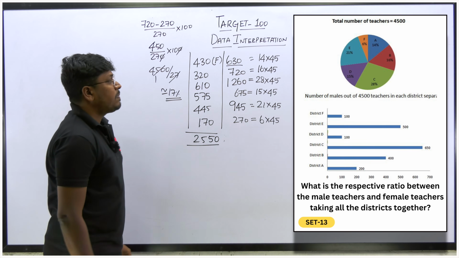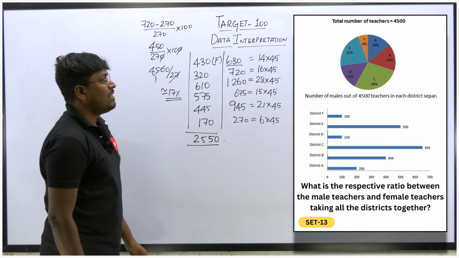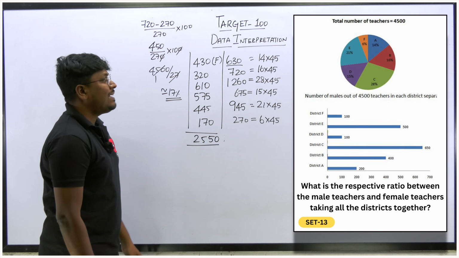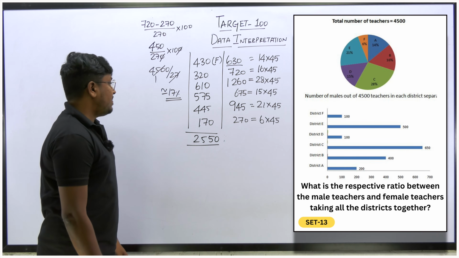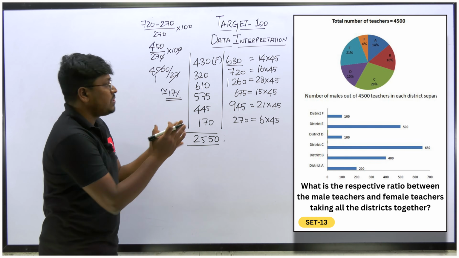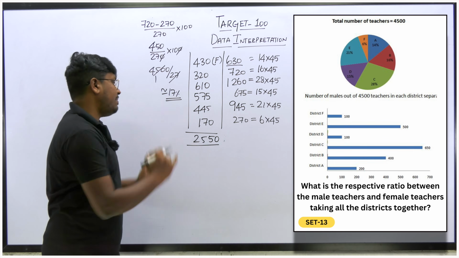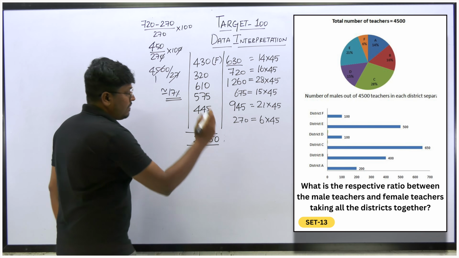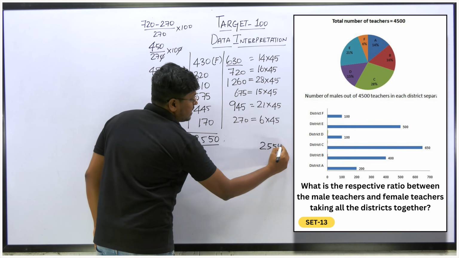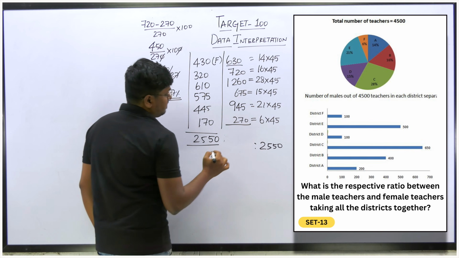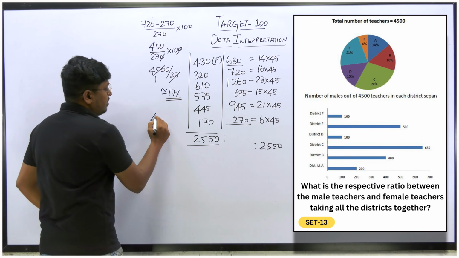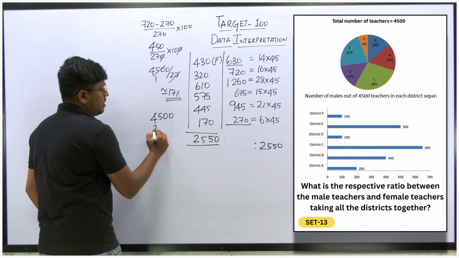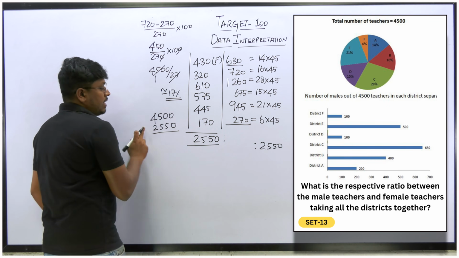So third question. What is the respective ratio between the total number of male teachers and female teachers, taking all the districts together? Our target is to find the ratio for male teachers and female teachers. We already found the female teachers: 2550. So what about the male teachers? We know the total number of teachers will be 4500.